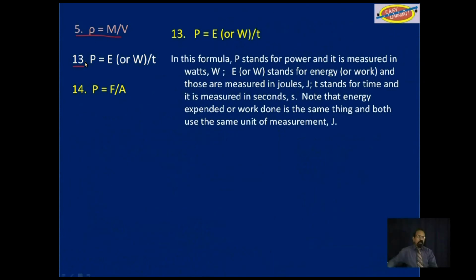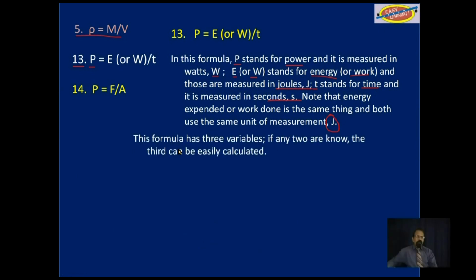We are now looking at Formula 13, which is P is equal to E or W over T. P stands for power, and it is measured in watts. E or W stands for energy or work, and that is measured in joules. T stands for time, and that is measured in seconds. Note that energy expended or work done is the same thing, and both use the same unit of measurement, the joule. So we have 3 variables; given any 2, we should be able to easily calculate the third.